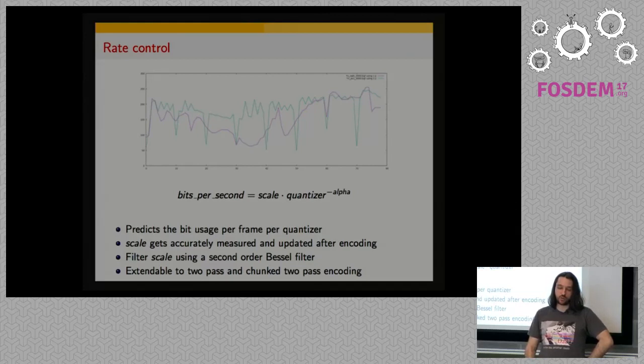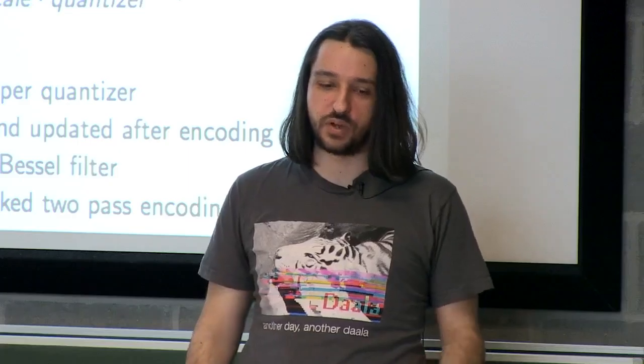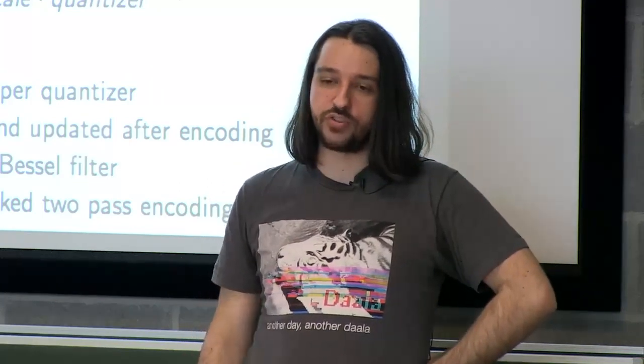So the codec will first use the scale value from the previous frame and predict the bits the current frame will take. Then after the frame has been encoded, it will measure the real scale value, since you know how many bits you've used and you know the quantizer, and alpha is just some exponent value which is different for all frame types. And it will try to smoothly transition scale from one frame to the other using a second order Bessel filter, which will also throw away any extremes in the final quantization values being used. And as such, it will give a smoother visual experience of encoding. So it won't do any gross overshoots that the current rate control system does.